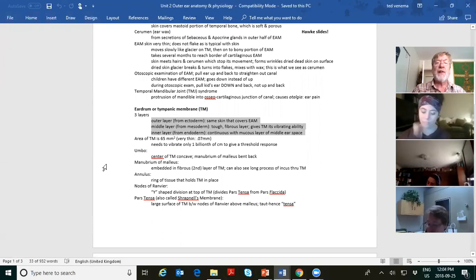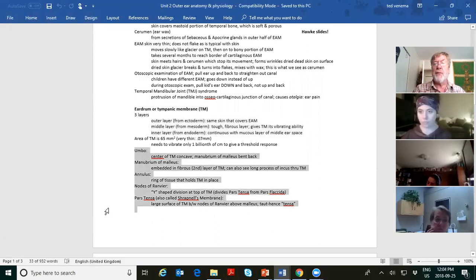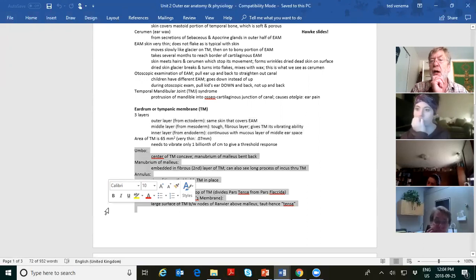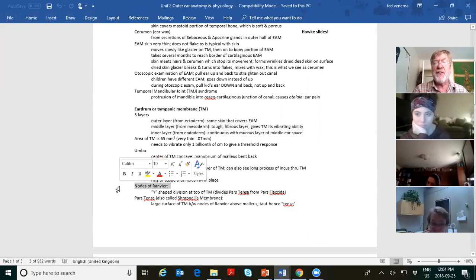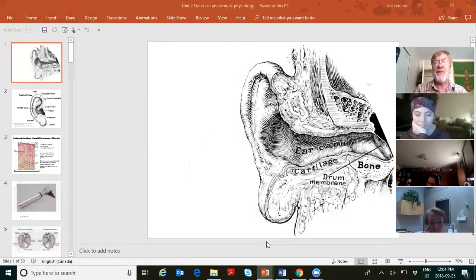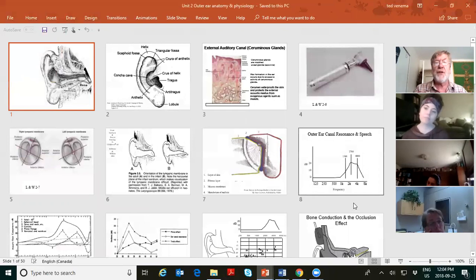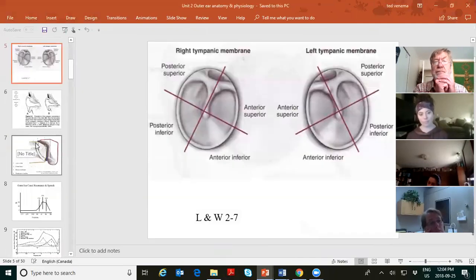Know the landmarks of your eardrum. Memorize this: umbo, manubrium of the malleus, the annulus, the ring on the outside. Let's see if we have this in our notes here. Take a look-see. When you're looking at an eardrum dead on, you will see various landmarks.